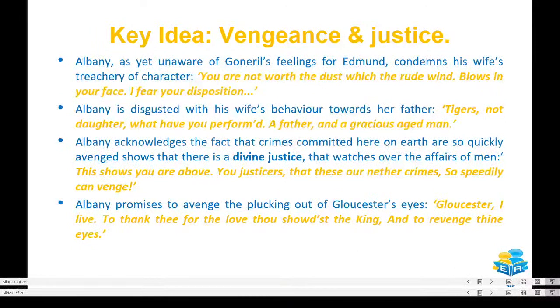So Albany is yet unaware, so I'm not going to read that one. There's one here in particular I want to read, okay? So the third bullet point. Albany acknowledges the fact that crimes committed here on earth are so quickly avenged. And he shows that there is a divine justice that watches over the affairs of humans or mortals or men. And this would be a lovely direct connection to the past exam paper question on the idea of justice, divine justice, the restoration, etc. "This shows you're above, you justicers, that these nether crimes so speedily can venge." So there is a higher power at work, okay? And I'd write this down if you have a piece of paper in front of you: Albany acts as an agent of justice, okay? Albany is one of those good characters. He wants things to go well, okay?